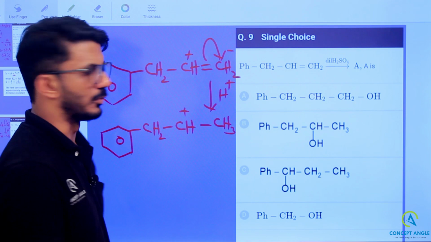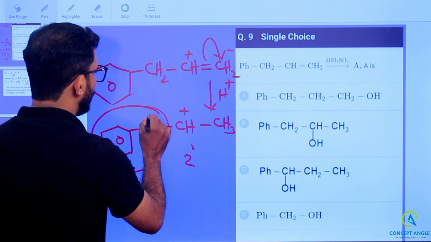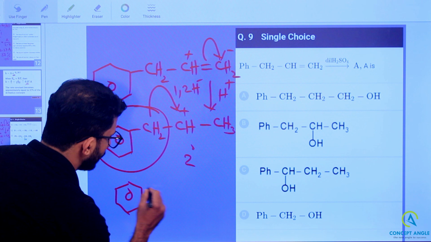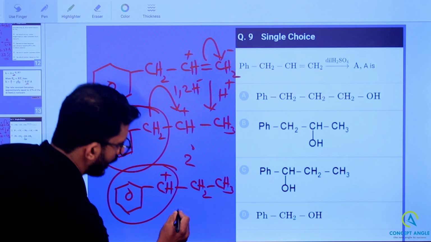a secondary carbocation. If this positive site is shifted to here, that will become benzylic, so from here to here, that is a 1,2 hydride shift. So you will get a carbocation like CH+, CH2, CH3. This is a benzylic carbocation, and that is highly stable.